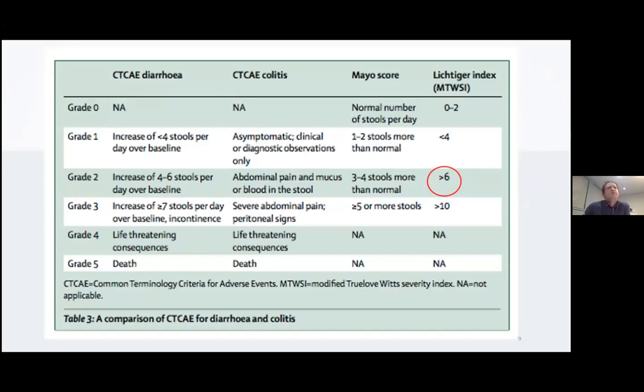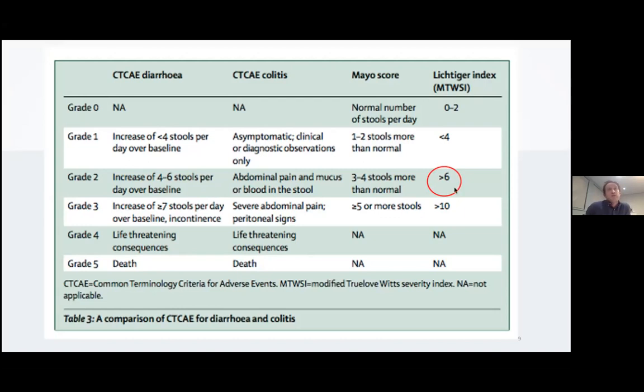Just on that point, this is an interesting table from one of the reviews from the British Society of Gastroenterology, and I want to draw your attention to two things. This is the common terminology criteria for diarrhea and colitis, and how it correlates with Mayo score. And then this Lichtiger index, which I confess I don't have much experience with, is essentially a modified Truelove and Witts score.